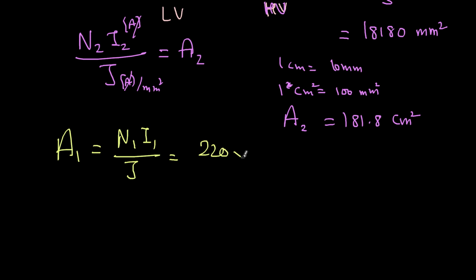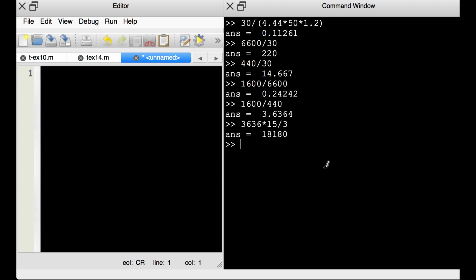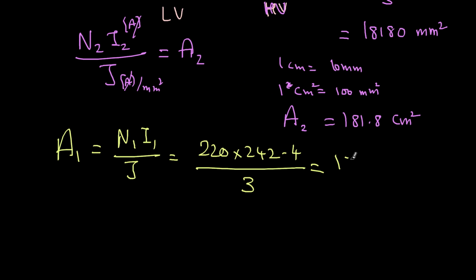So 220 into 242.4 divided by 3. How much is this? 220 into 242.4 divided by 3. So I'm getting 17776 mm square. So this is nothing but 177.76 centimeter square. So this is the area of the first winding.